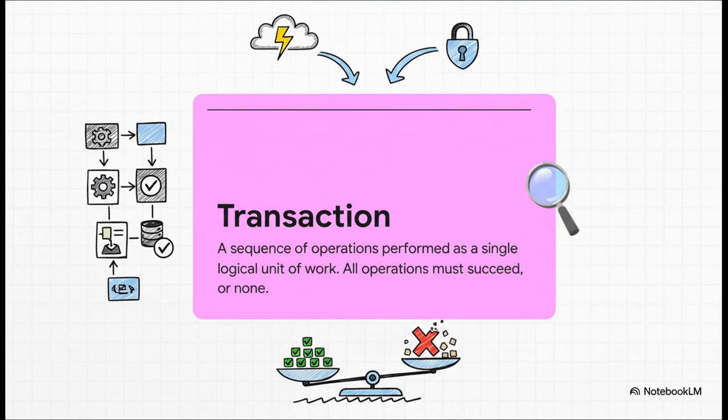And that brings us to the official definition. A transaction is basically a series of steps that are bundled together as one single unit of work. It is an all-or-nothing deal. Either every single operation succeeds, or the whole thing gets rolled back like it never ever happened. There is absolutely no middle ground.